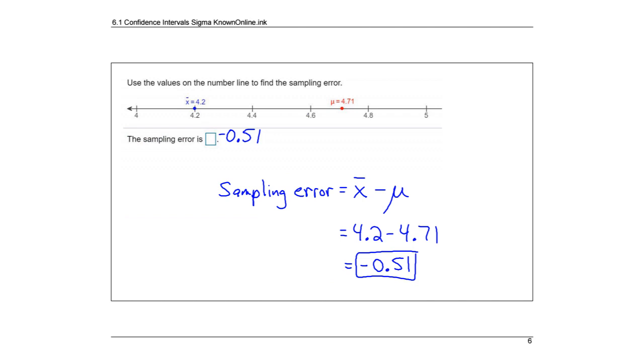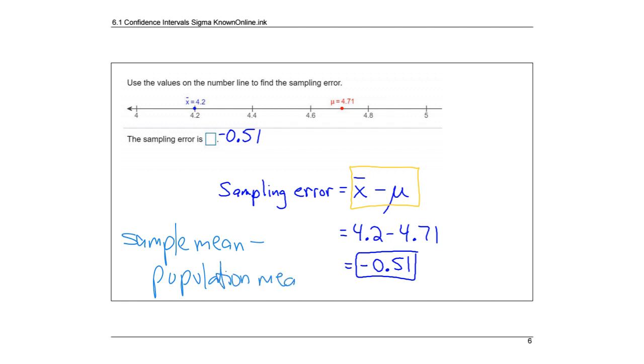Okay, at first glance, this looks kind of crazy, but it's actually pretty straightforward. What happens is the sampling error is going to be the sample mean minus the population mean. And it's on your resource sheet. Well, they give us both of those.